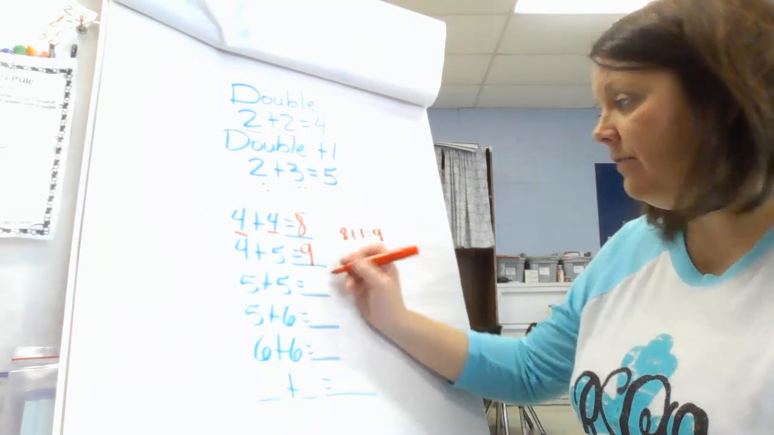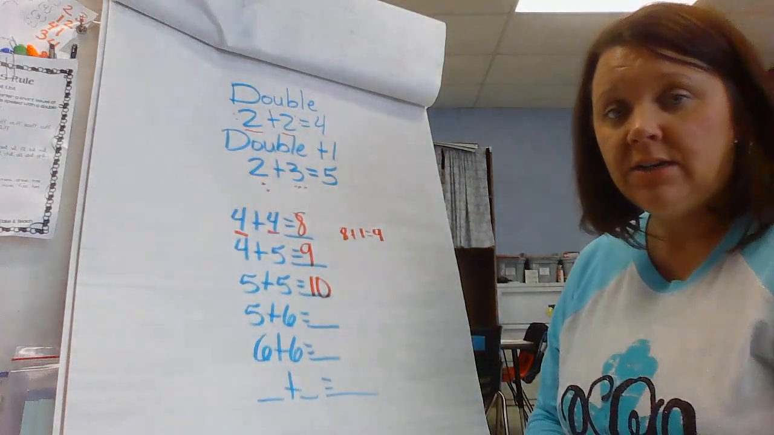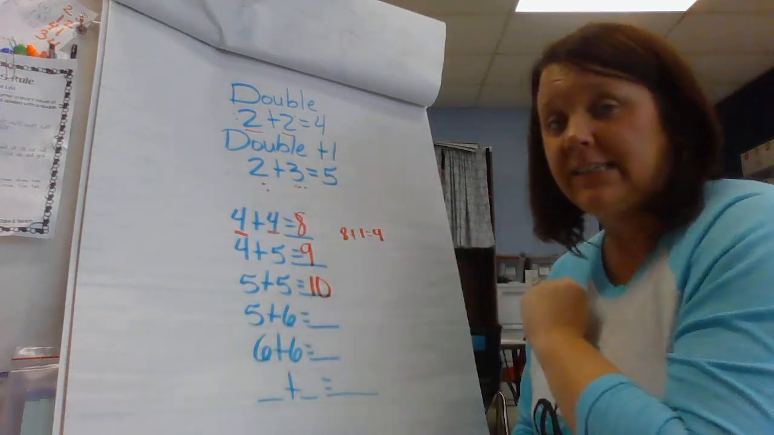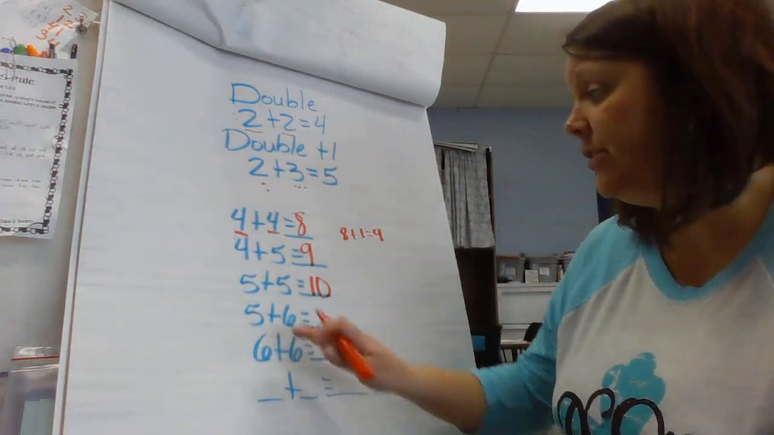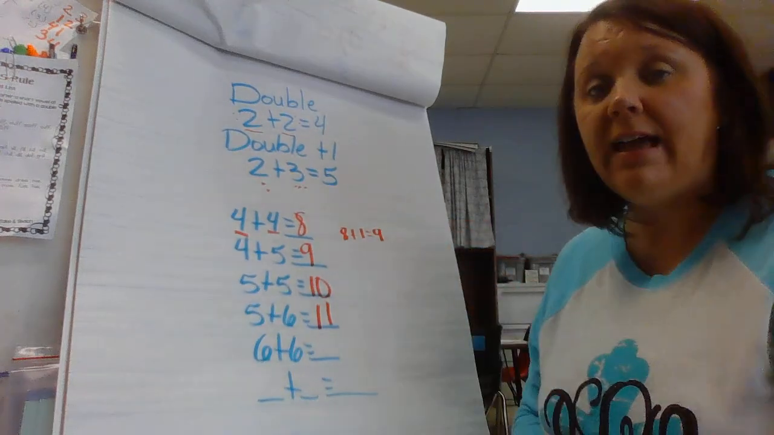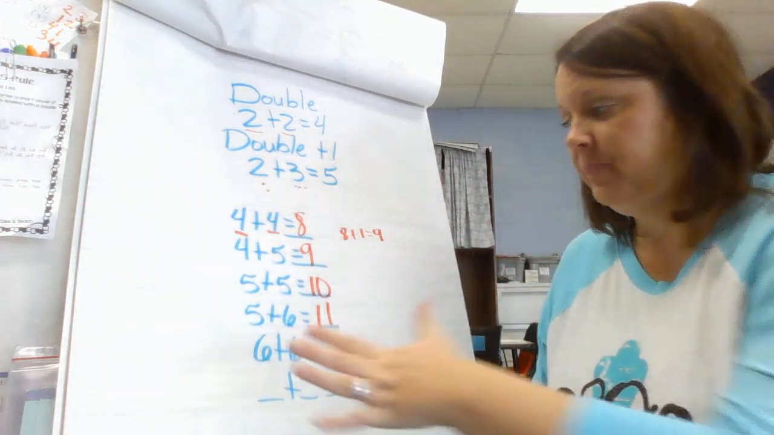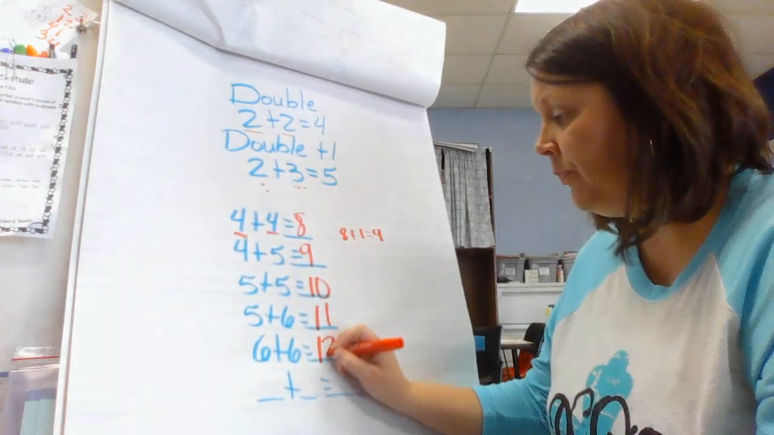What's 5 plus 5? 10. So you need to recognize if 5 plus 5 is a double, 5 plus 6 is a double plus 1, so 5 plus 6 is 11. Remember, doubles facts will always be even. 6 plus 6, 12.